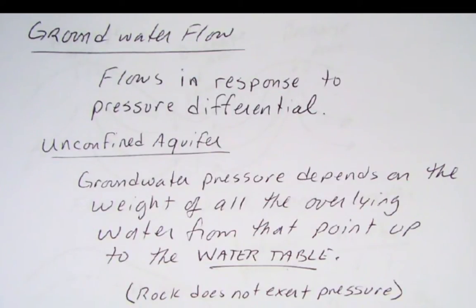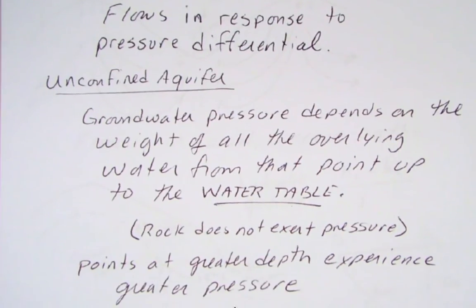So let's look at groundwater flow. So this is going to flow in response to a pressure differential. So for the unconfined aquifer, groundwater pressure depends on the weight of all the overlying water from that point up to the water table, right? So this would be the aquifer that contains the water table. One thing, that rock pressure doesn't really exert any pressure on the water because remember the grains are interlocking and the juxtaposition of the grains supports the weight of the rock. So remember the water is existing between those grains in the porous spaces.